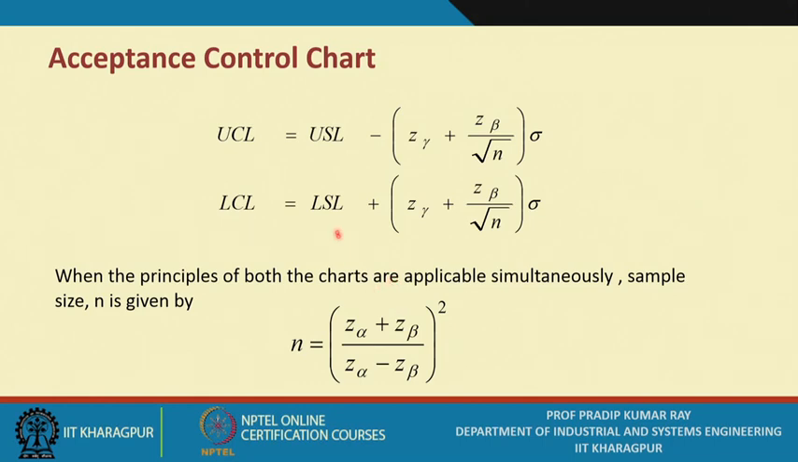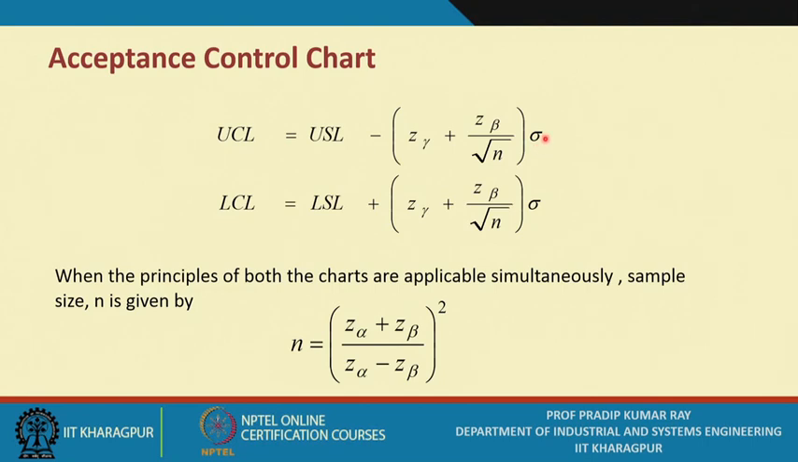Is it okay? So whenever we are dealing with acceptance control charts, the upper control limit is equal to the upper specification limit minus (Z gamma plus Z beta divided by root n) into sigma. Is it okay? So sigma is essentially the process standard deviation. Similarly, the LCL is equal to LSL plus (Z gamma plus Z beta divided by root n) into sigma.